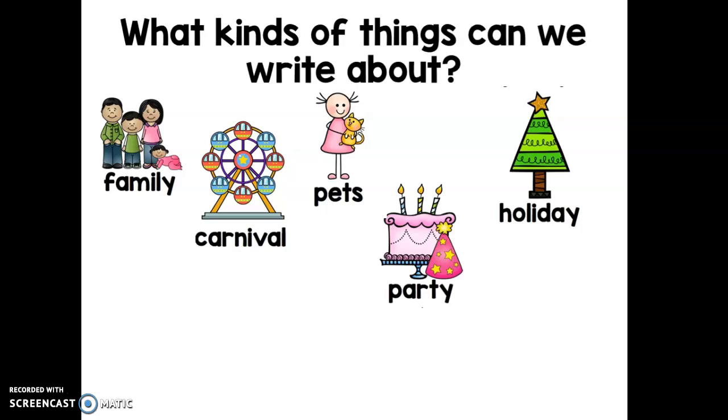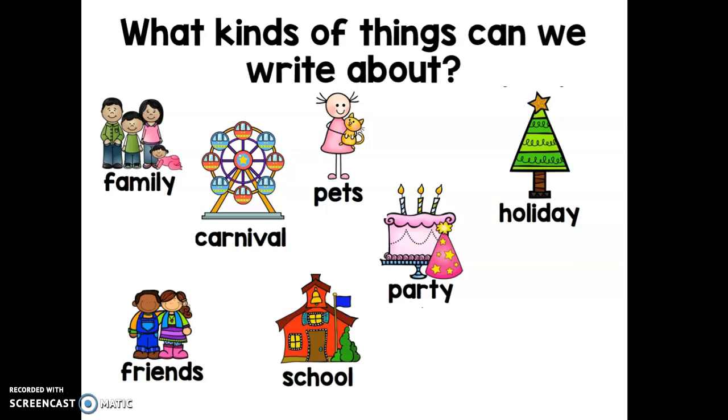A party. You could write about a birthday party that you've had for yourself or that you went to for a friend or maybe a brother or sister. You could write about a party that we've had at school. And you could write about your friends. So think about your friends that are in your class at school, or maybe some friends that live in your neighborhood or come over to your house to play. School, you could write about something that's happened to you when we've been at school.